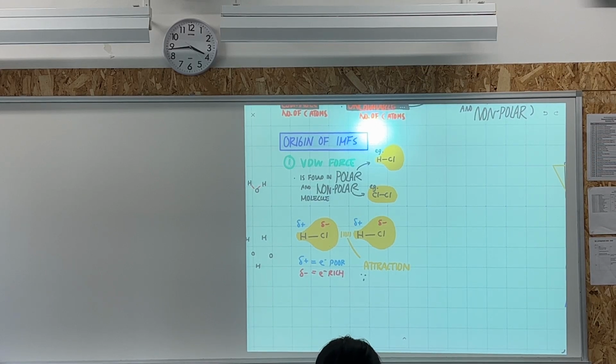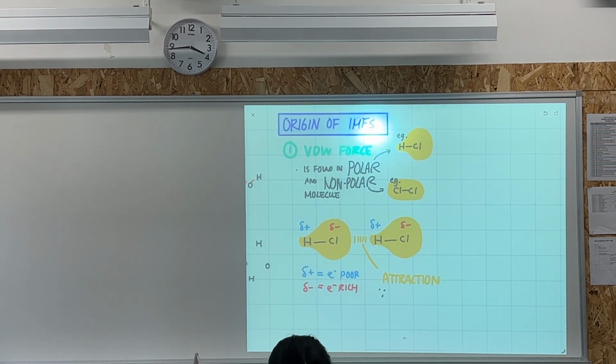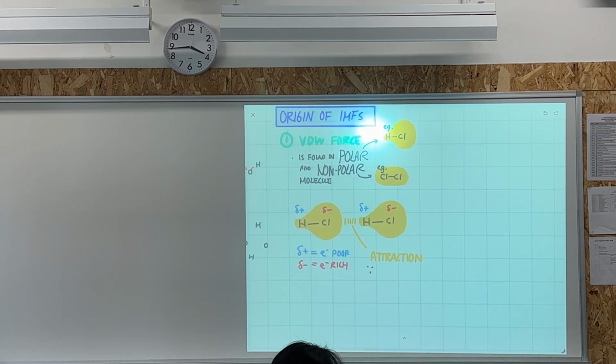Right, so I start there. The origin of intermolecular force: well, we say molecules attract, especially polar molecules.